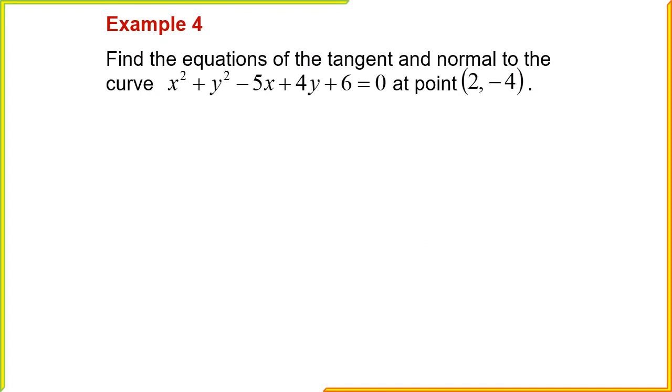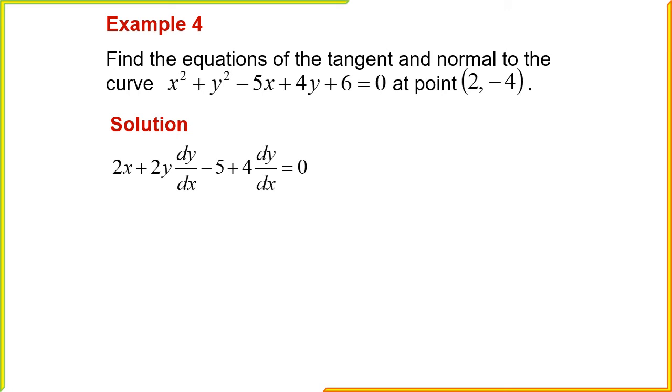Example 4. Find the equation of tangent and normal to the curve x squared plus y squared minus 5x plus 4y plus 6 equal to 0 at point (2, -4). We cannot separate the equation into explicit form, so we need to differentiate it directly by using implicit differentiation. That's why we need to differentiate each of these terms.